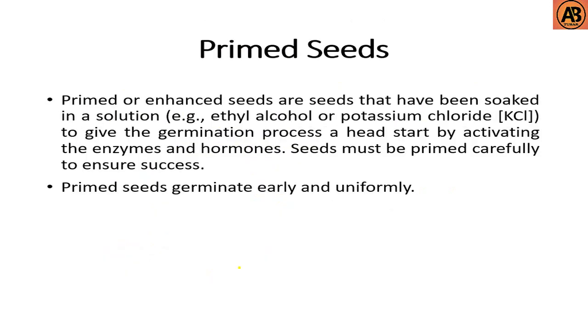Then primed seeds. Primed seeds is another type of chemical process for breaking down dormancy. Primed or enhanced seeds are seeds that have been soaked in a solution such as ethyl alcohol or potassium chloride to give the germination process a head start by activating enzymes and hormones. Seeds must be primed carefully to ensure success. Primed seeds germinate early and uniformly. So these are the processes for breaking down seed dormancy.